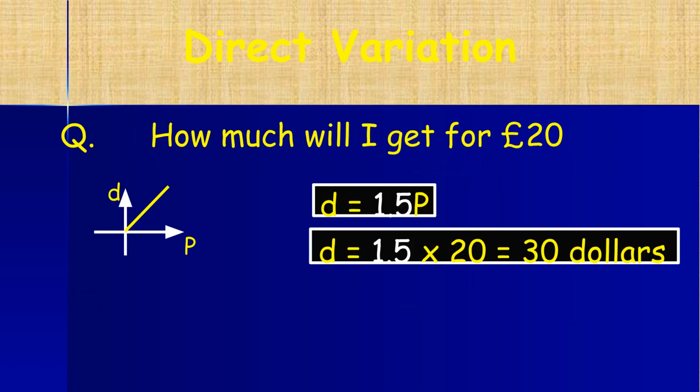Now, a question related to the previous example. How much will I get for 20 pounds? We use the formula D equals 1.5P. Substituting P equals 20, we get D equals 1.5 times 20, which is $30.